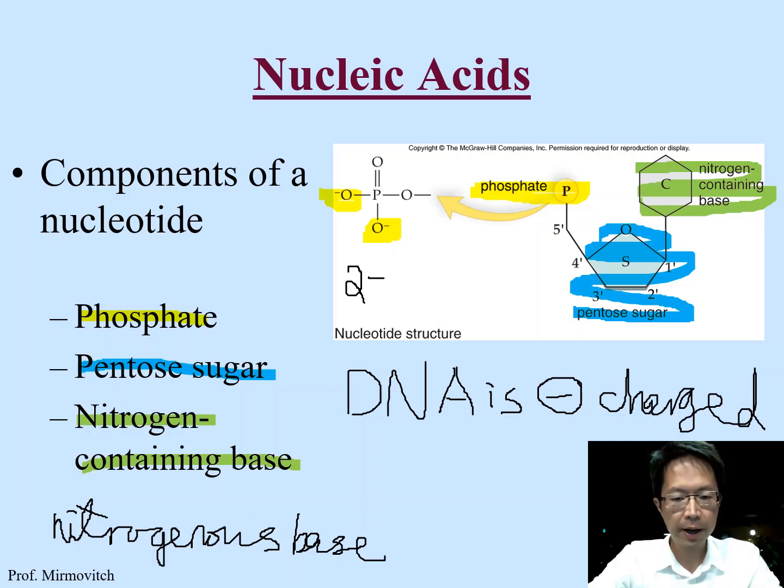Pentose sugar. Why do we call it pentose sugar? Because it has 5 carbons, or it is in the form of a pentagon, a pentagonal shape. But the 5th carbon is here. The 5th carbon does not make the pentagon shape. It is the oxygen atom that is part of the pentagon shape. The other 4 carbons are connected here. So remember that the 5th carbon, the 5' carbon, connects to the phosphate group.